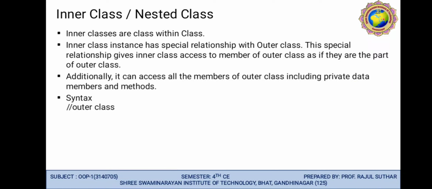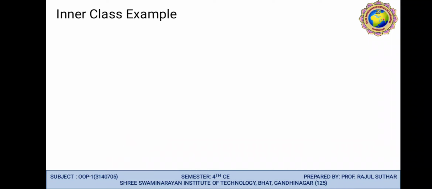Here is the syntax. For the outer class, you have to write the class name, outer class, and in between it, the inner class. If you display the content of the inner class, the name of the class is inner class. This is most important. You are creating the body, and inside the body you mention another class, which is called the inner class or nested class.